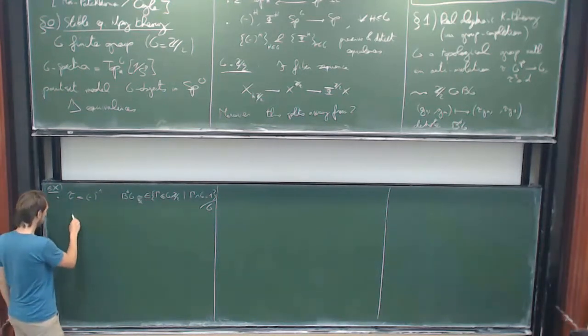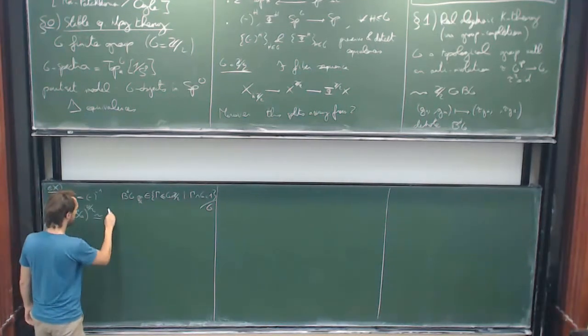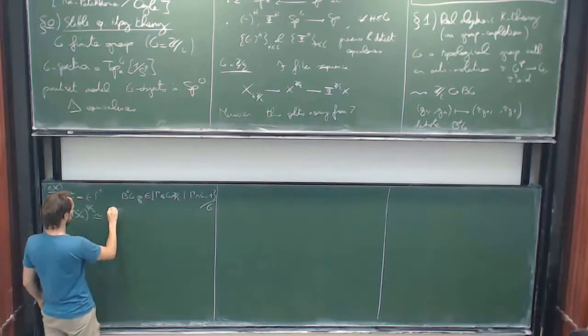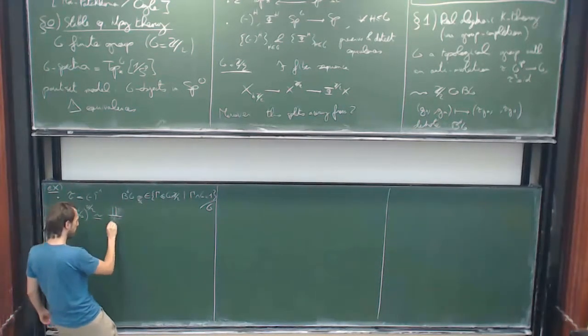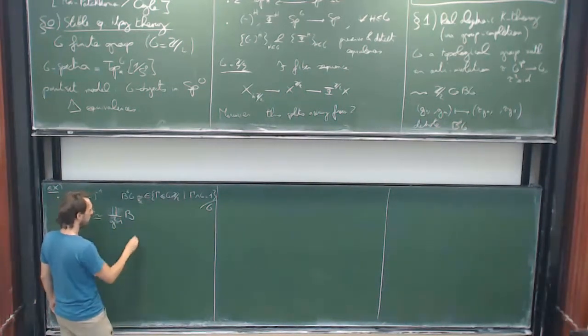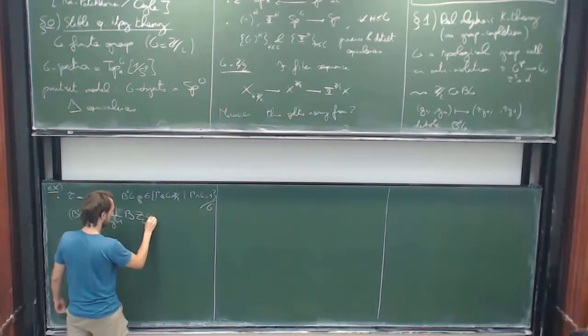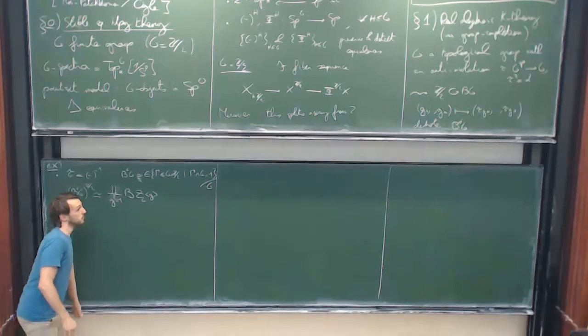In particular, you can see that if you take the fixed points, this splits as a disjoint union, I'm unpointed, over the elements of order 2 in the group of B of the centralizer. Okay. So this is an example.